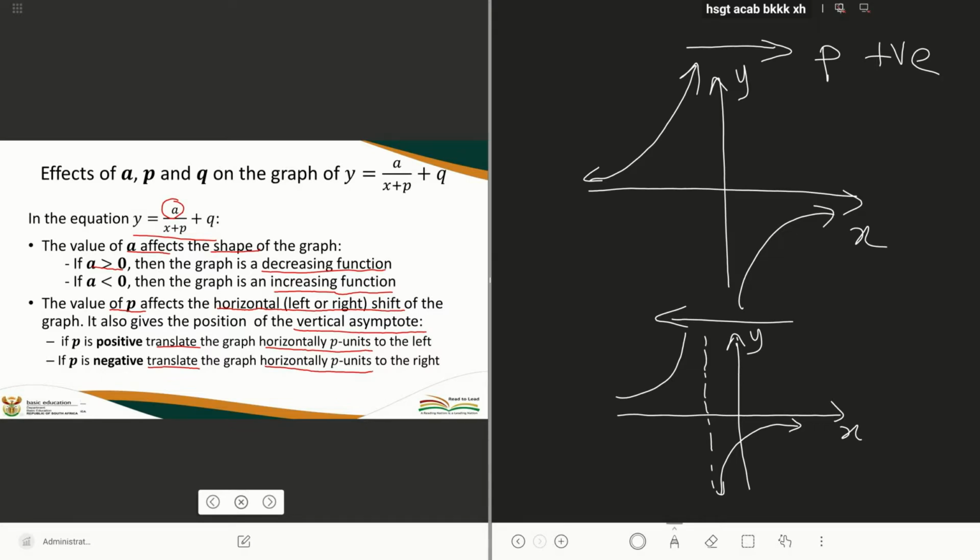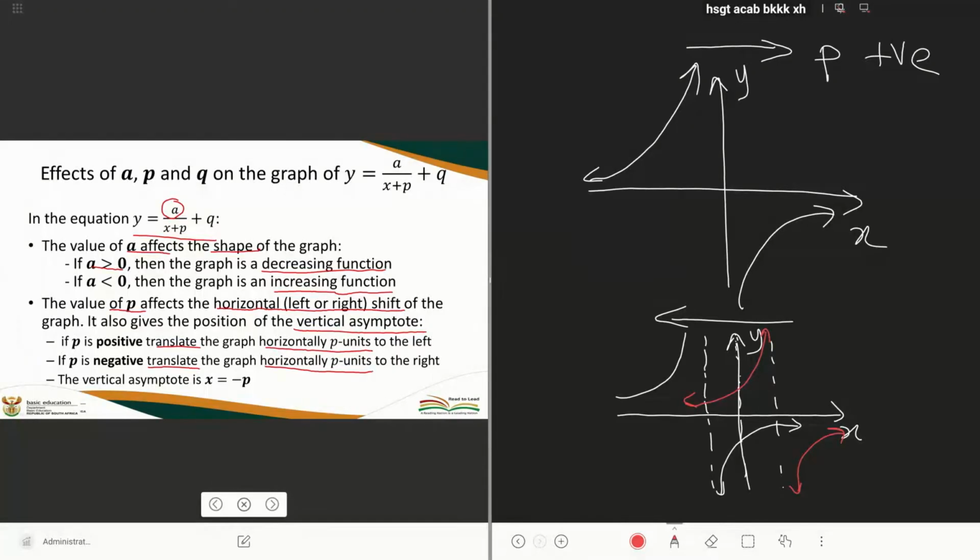Now, if your P was negative, your asymptote will move from the y-axis to the right, and your graph will also move to the right as well. So if I were to get a different color to show you the shift to the right, it would be something like that. So that is basically the shift that you will get on your graph if your P is positive or your P is negative. All right, so let us look at the other parameters.